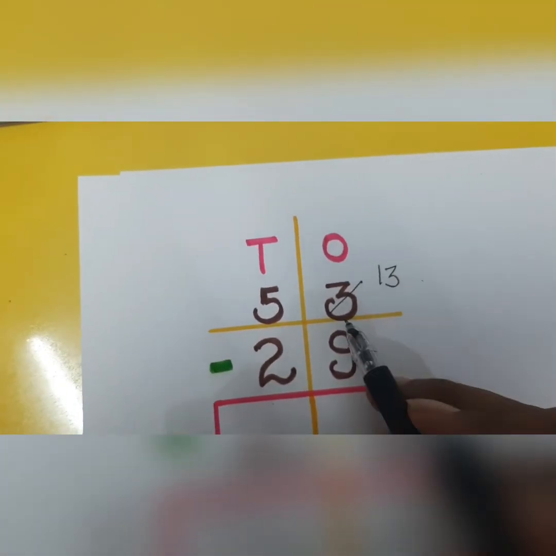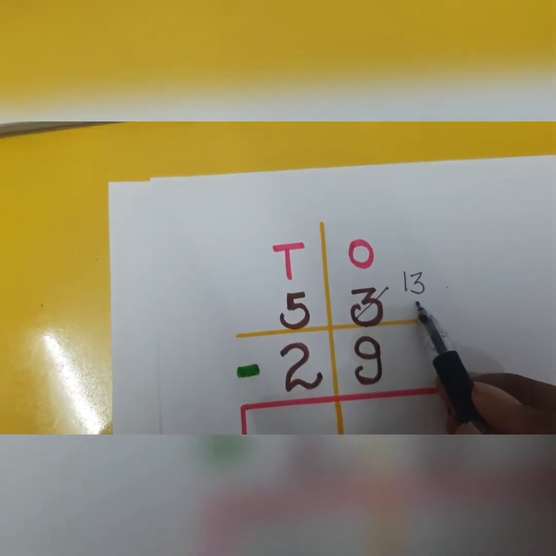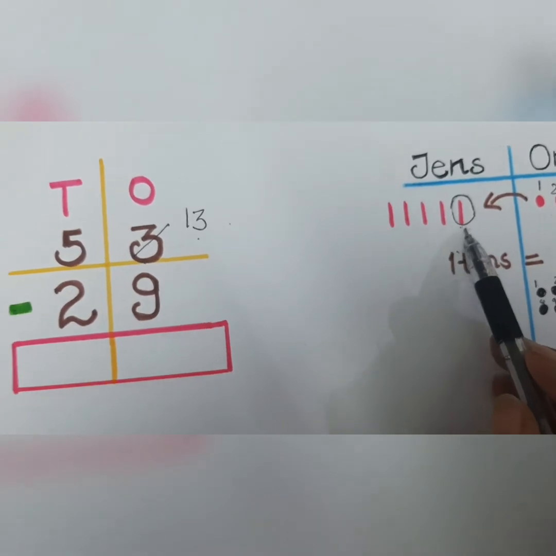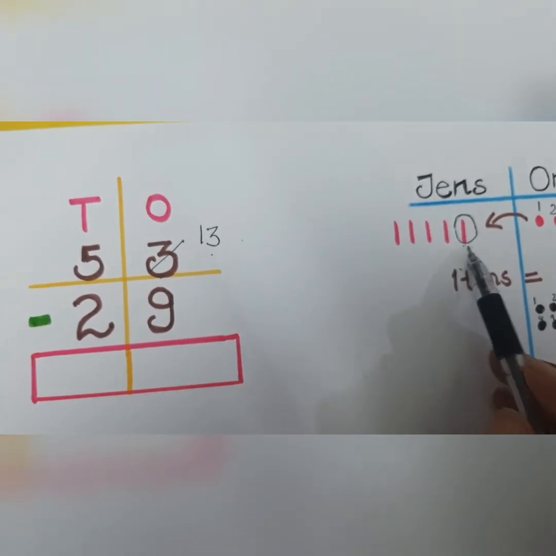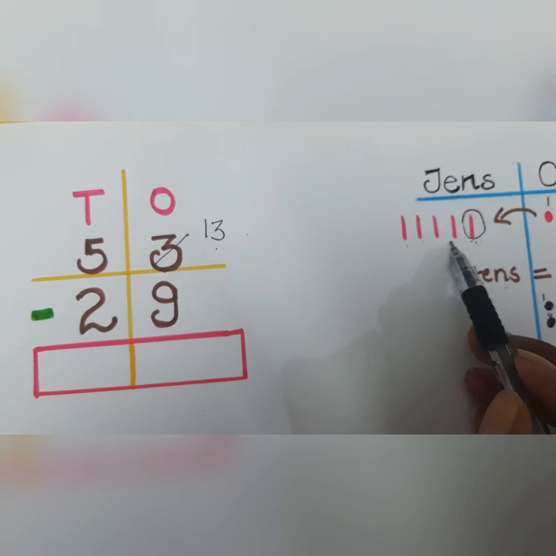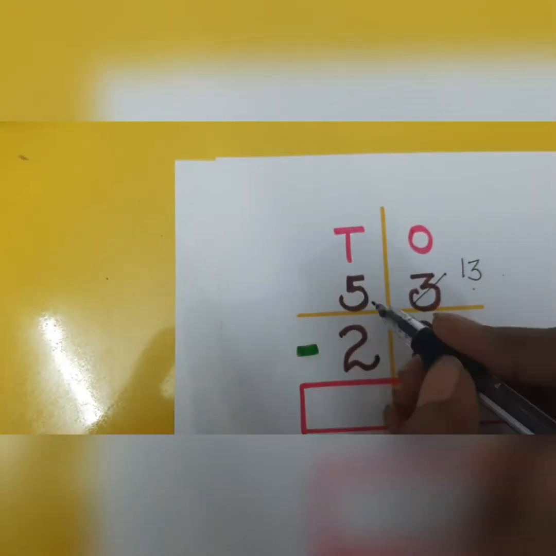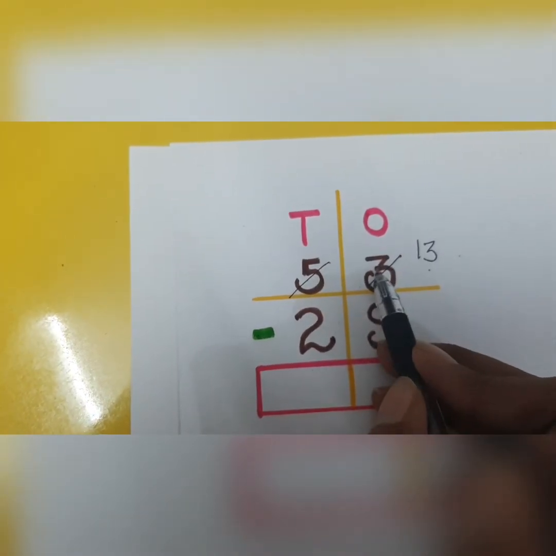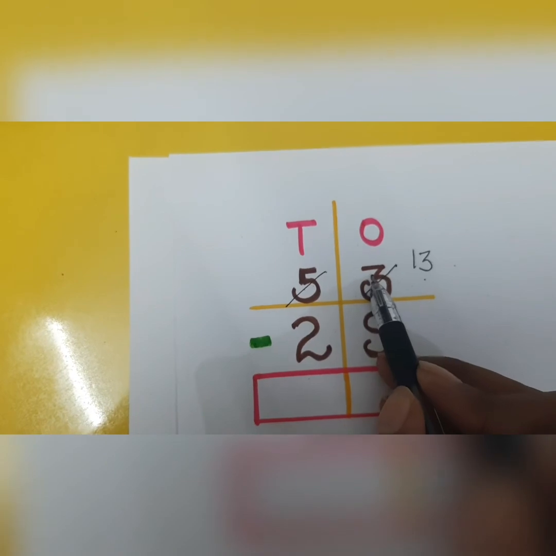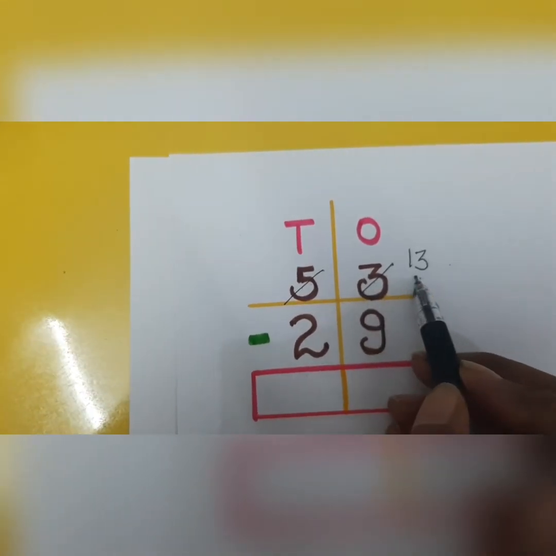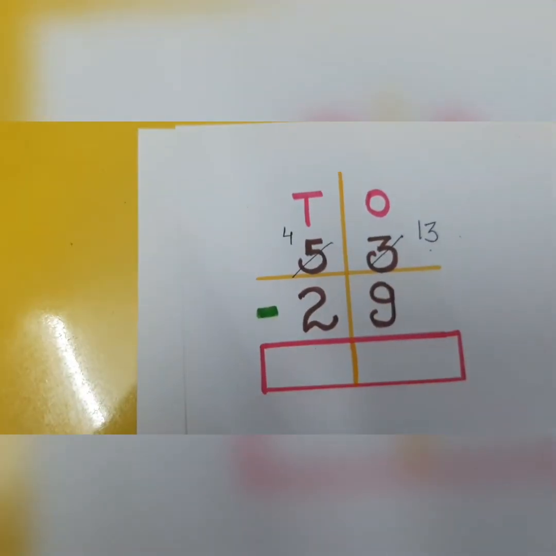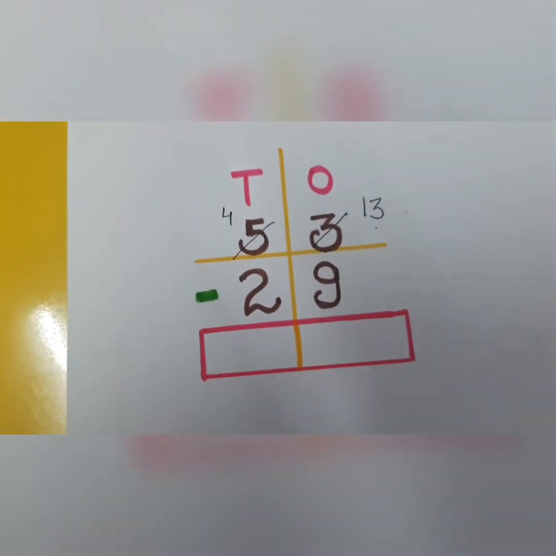So we will cut this number and we will write 13. And we have taken 1 ten from our neighbor. So how many remain? 1, 2, 3, 4. So we will cut this number 5 because we have given 1 ten to ones. Okay, we have given 1 ten to our neighbor, that is 3, and it has become 13. Now it will become 4. Now it's easy to subtract.